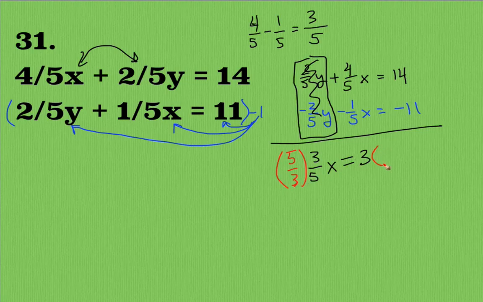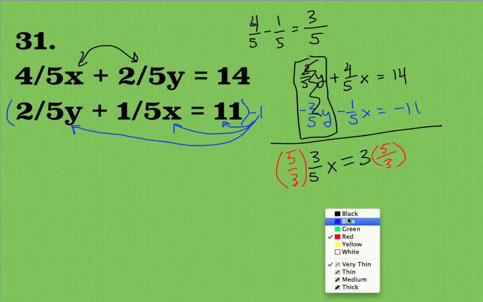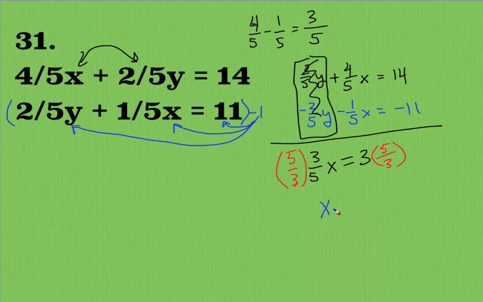Okay, and then I got to do that to the same. I got to do the same thing to the other side, leaving me with a new equation of x equals 3 times 5 is 15 over 3, or 5. So there's my first variable, 5 for x.